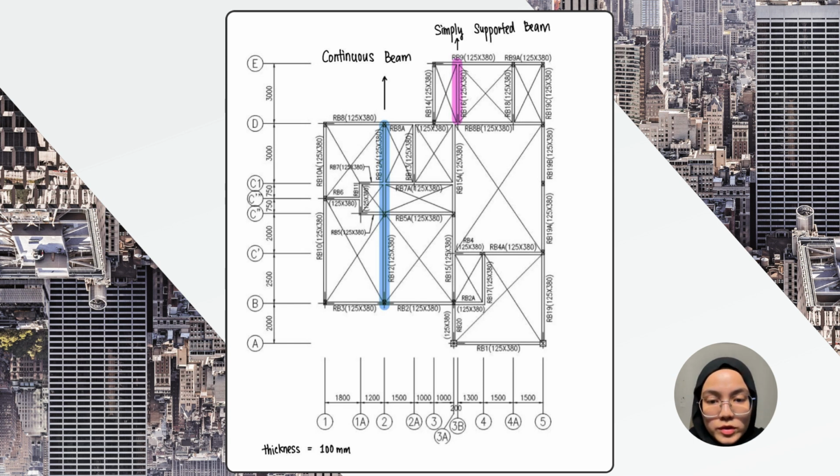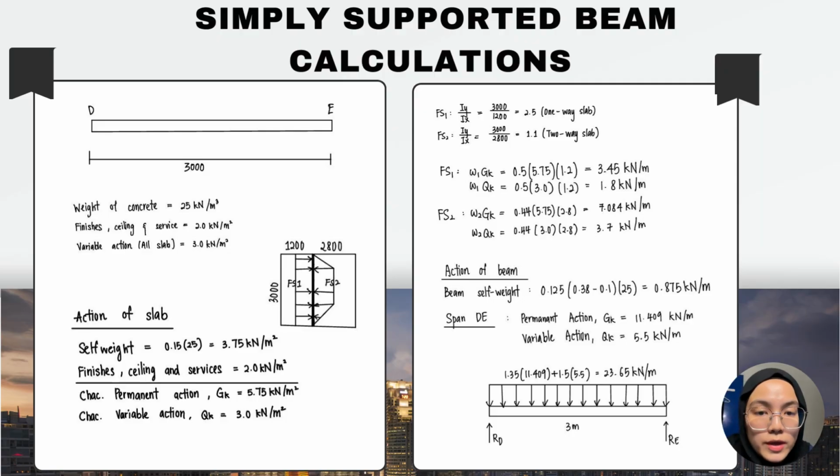For the moment distribution method, there are two: the blue one indicates the continuous beam and the purple one indicates the simply supported beam. Moving on to the action of slab, GK and QK are 5.75 kN per meter square and 3.0 kN per meter square respectively. For the action of beam, GK is 11.409 kN per meter and QK is 5.5 kN per meter.